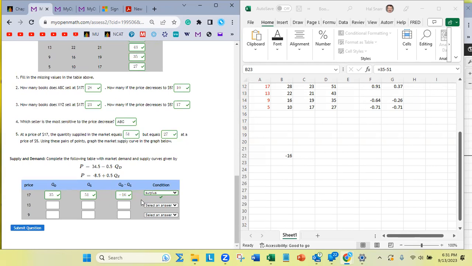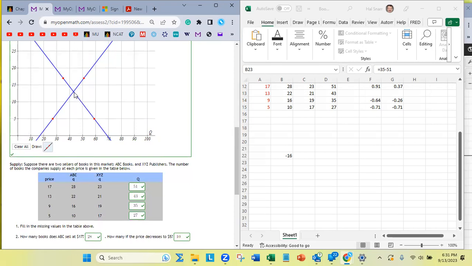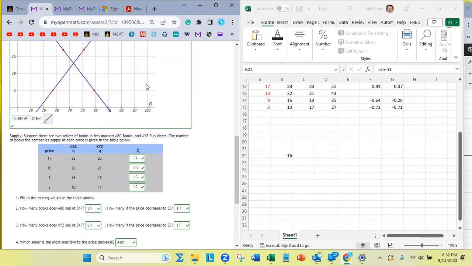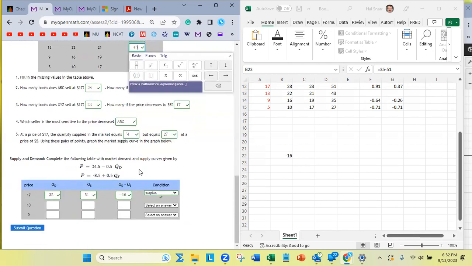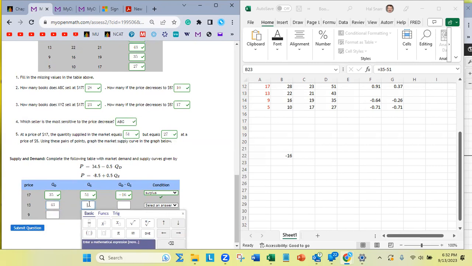Cool, surplus, right? Now at a price of 13, what's quantity demanded? Well, 13 is between 15 and 10, right? And it's closer to 15. So that looks like 13 there. The quantity demanded looks like it's just above 40. The quantity supplied looks like it's just above 40. So the quantity demanded is 43. The quantity supplied is 43, right? So both of these are equal, and their difference is 0.